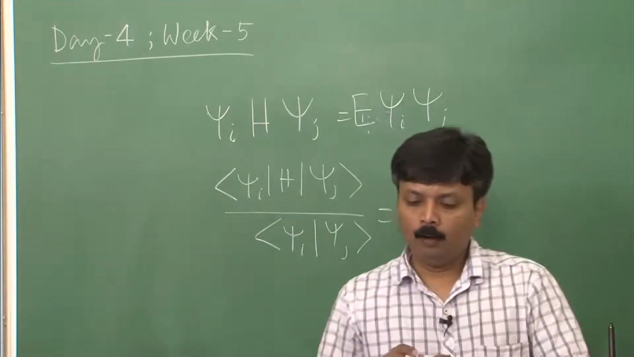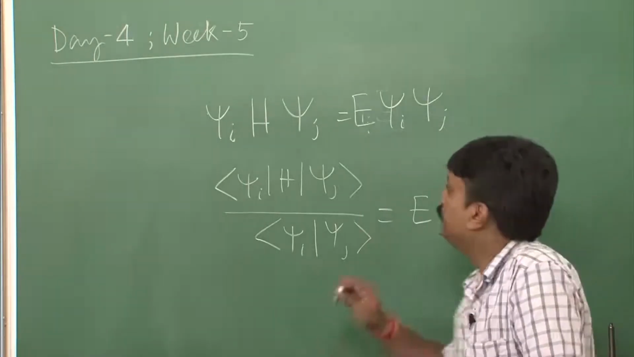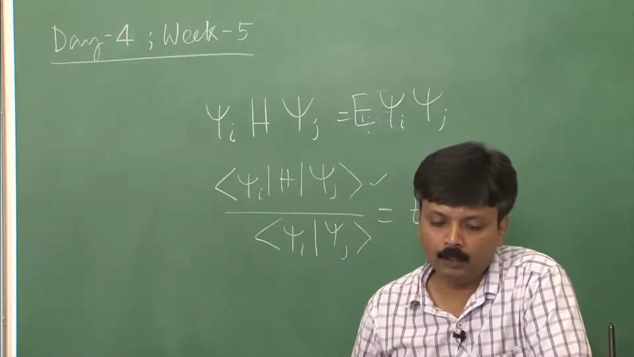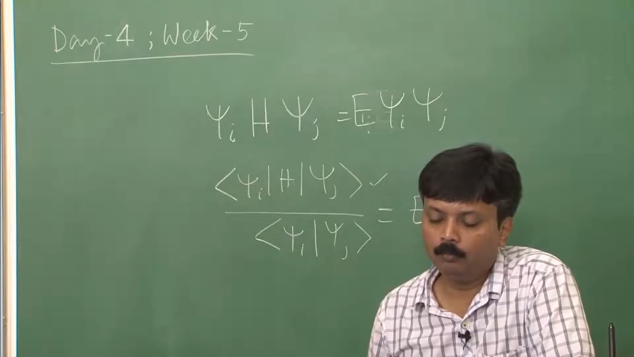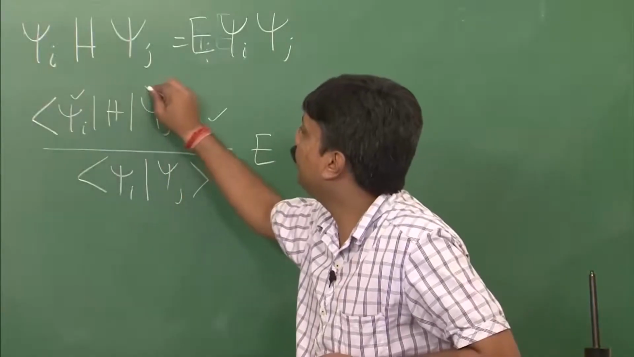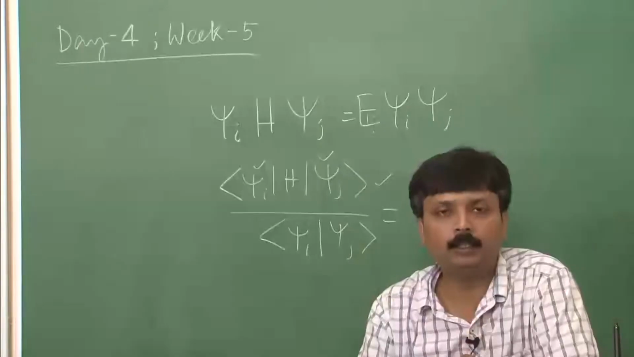So this particular thing is called the energy element of the system, and it is also known as the energy integral. This will be non-zero if and only if psi i and psi j belong to the same irreducible representation.